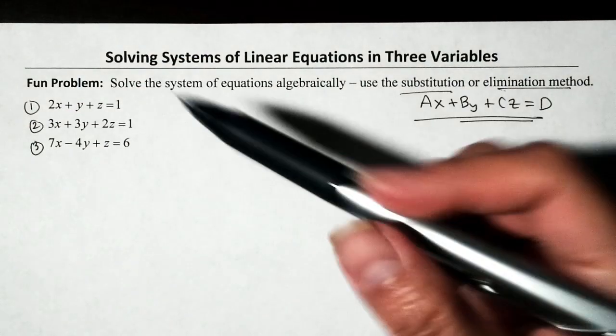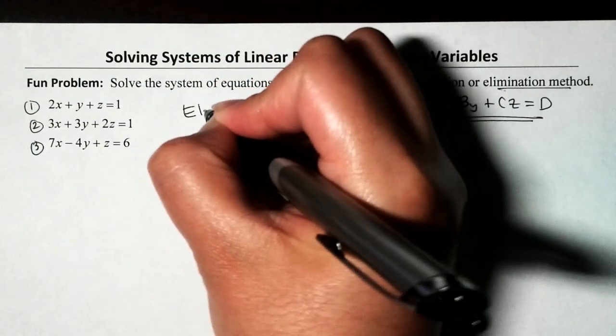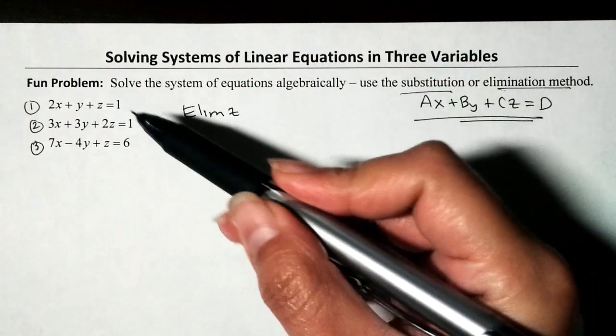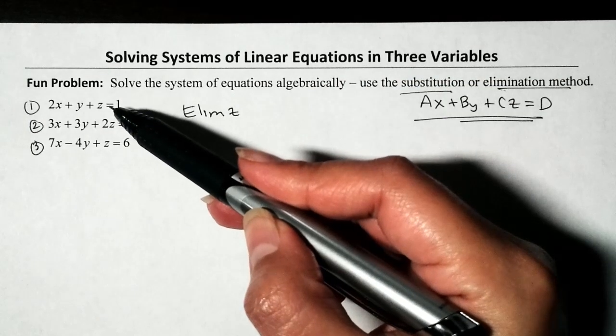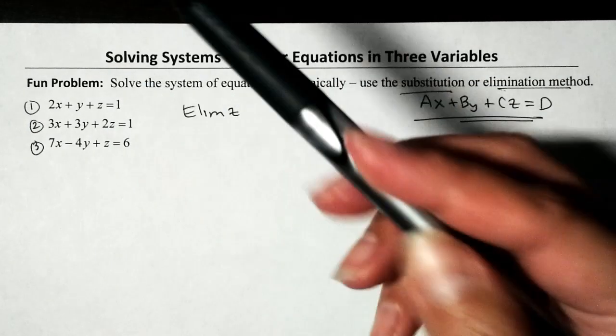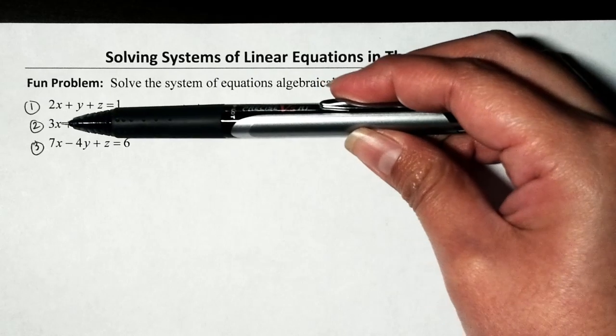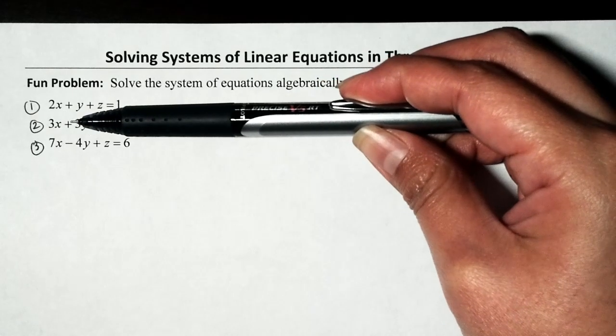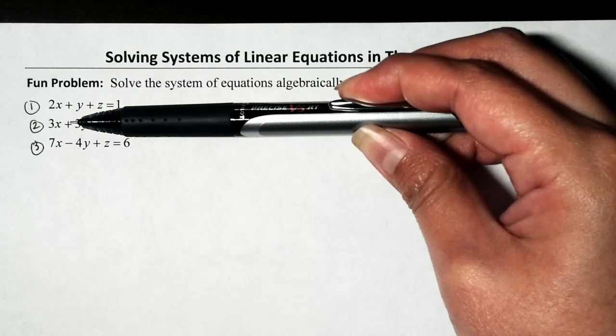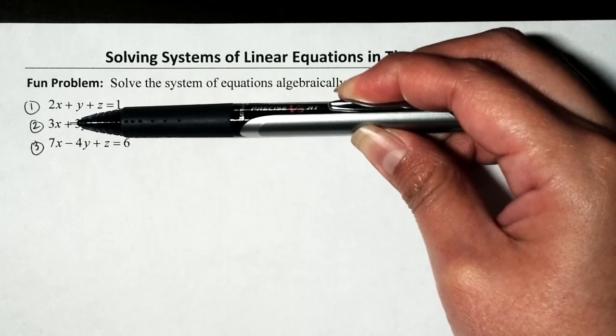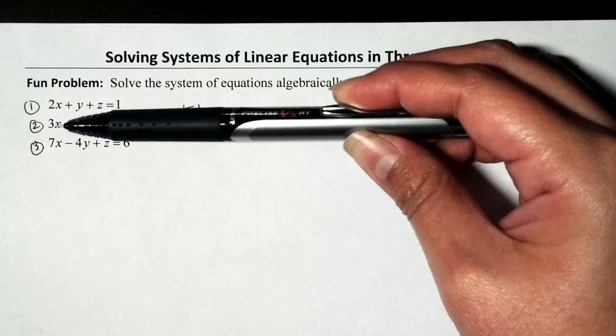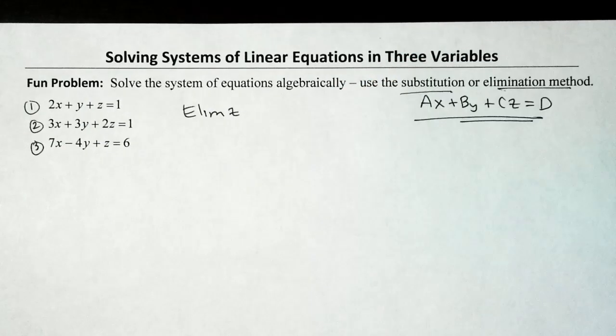With your permission, we are gonna eliminate z, and I'm gonna tell you why I made the call. We have a positive z here and a positive z here. They're almost opposite. Well, they're not almost opposite, but it's very easy to make them opposite. We just multiply one of them by a negative and we're good. So that's the reason why I decided to eliminate z. But if you want to eliminate x or y, then go for it.